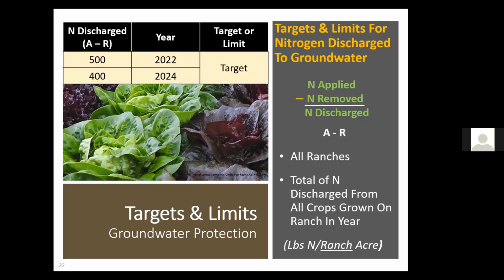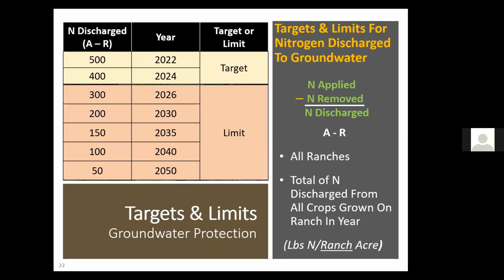For the first few years the order is in effect, growers must achieve these discharge targets, which are not enforceable, as was already mentioned. Then, beginning in 2026, growers must comply with these discharge limits, which are enforceable. As you can see on this table, we're using a stepwise approach to reduce the amount of nitrogen that's available to be discharged to groundwater over about a 30-year period. And we're doing this to allow growers time to adjust their management practices to better balance the A-R metric.